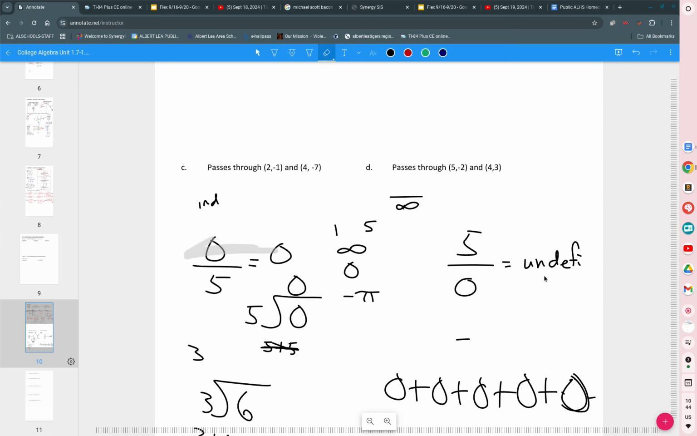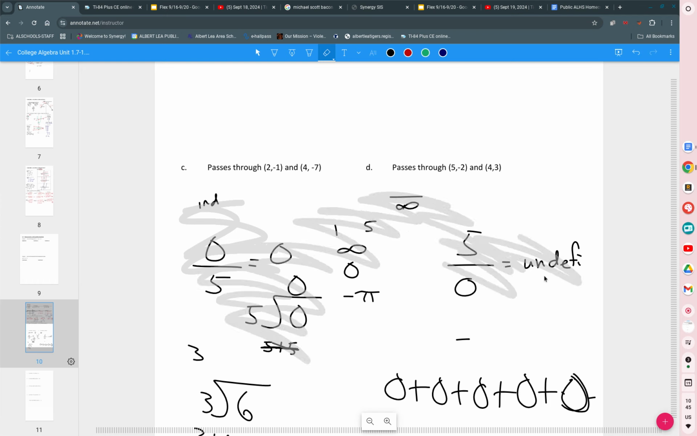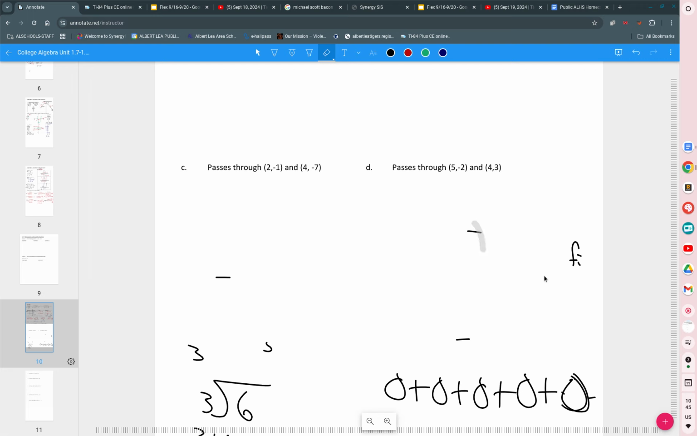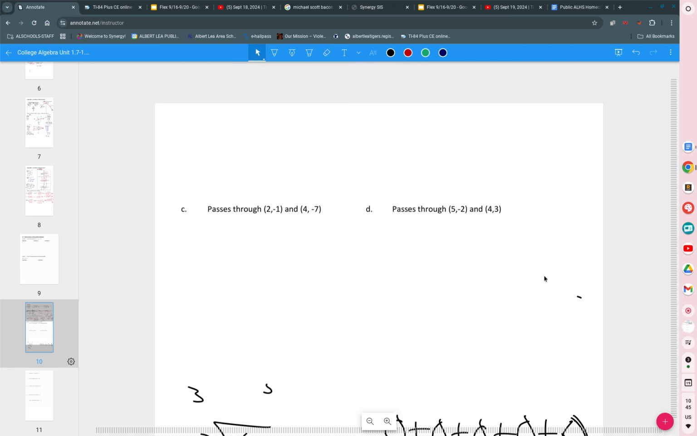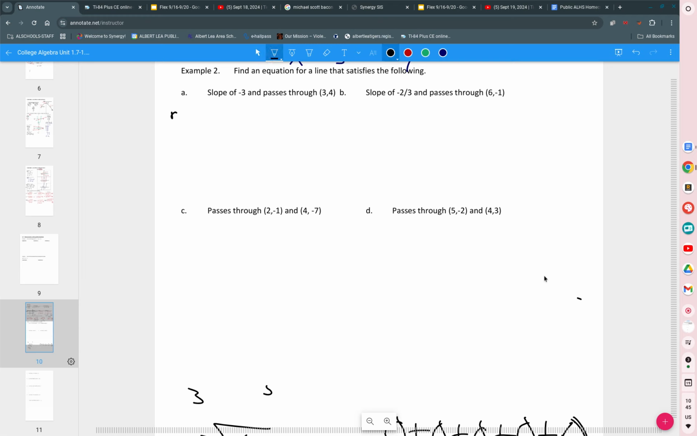Okay, so now we want to move on to the second piece, which is to write equations for lines. Every time you write an equation for a line, you need two things. You need to be able to identify the slope and the point. As you can see right here, they tell us that the slope is -3, and the point is 3, 4.